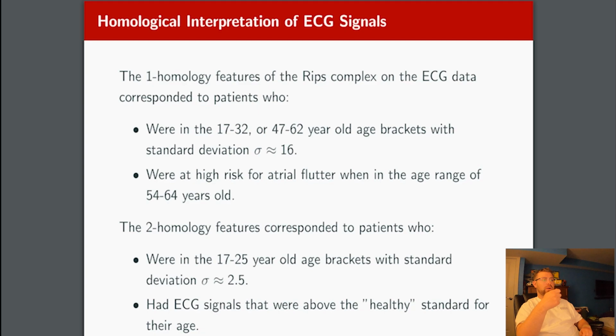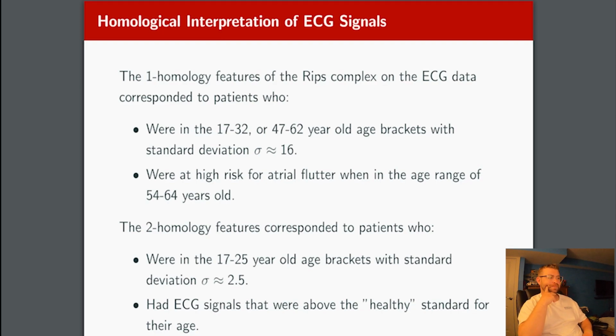atrial flutter, which is like a heart murmur. But I just thought this was interesting because these age brackets were actually non-adjacent and non-consecutive. I don't know if that means anything, but it was interesting. And the same with the atrial flutter: this 54 to 64 is right in the middle of the two. So I don't know, there might be something there.